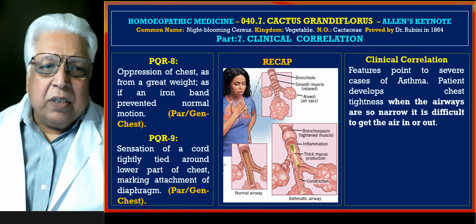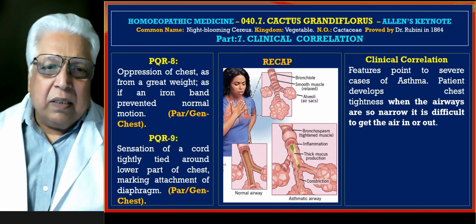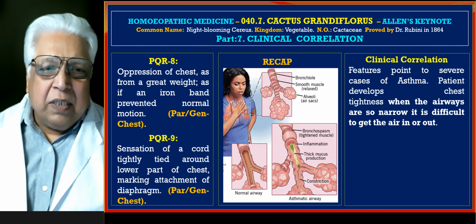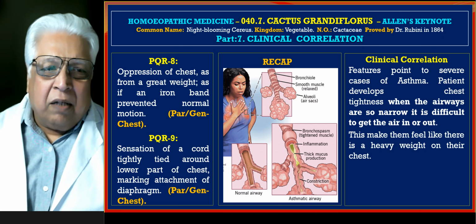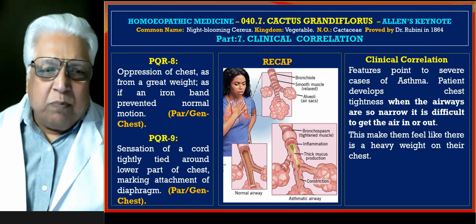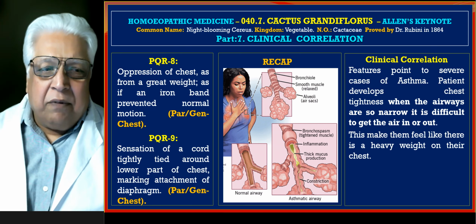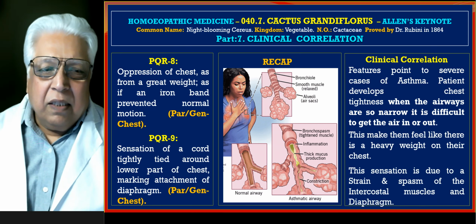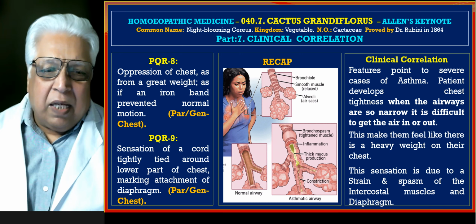Clinically, features point to severe cases of asthma. Patient develops chest tightness when the airways are so narrow, it is difficult to get the air in and out. This makes them feel like there is a heavy weight on their chest. This sensation is due to a strain and a spasm of intercostal as well as diaphragm.